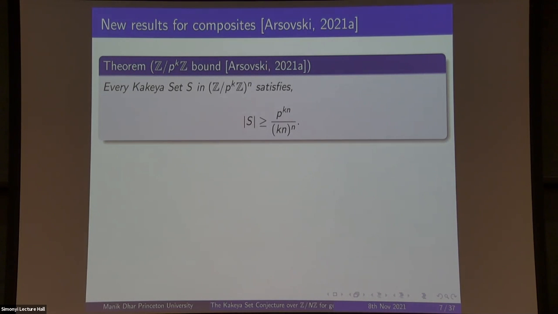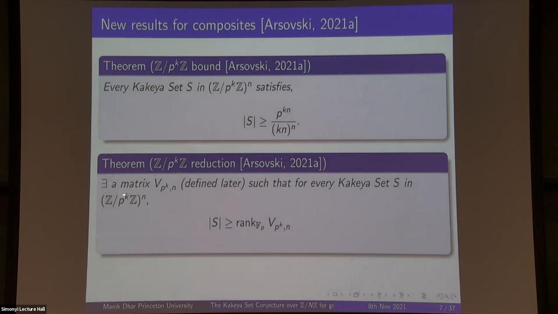So Arsovski was able to solve our problem, and he was able to show that any Kakeya set in (Z mod P)^K has size at least (p^k choose n) raised to n. What he actually did was even improve our argument further. He showed that there is some matrix V, which we'll define later, such that any Kakeya set has size lower bounded by the FP rank of this other matrix V. This will be a Vandermonde matrix, and I'll define it when we talk about the P to the K proof. And he showed that this thing has rank at least (P to the K choose n) raised to n.